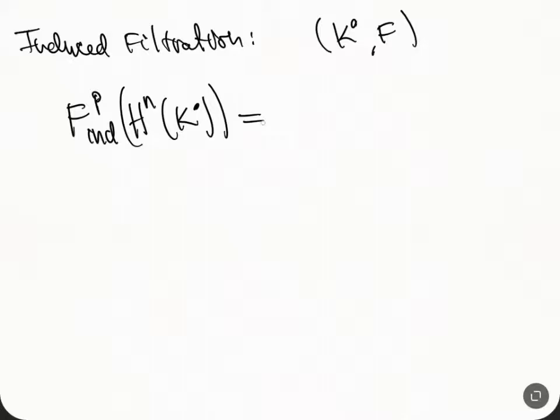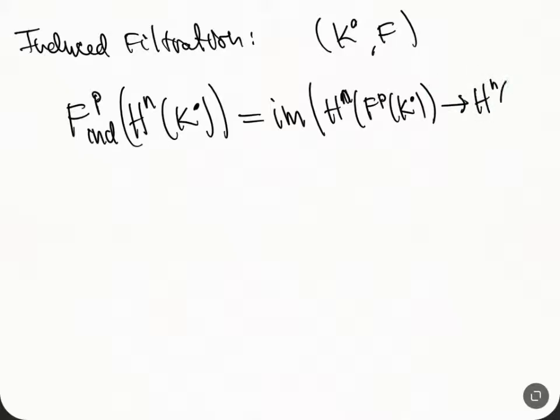So this is equal to, well, this is just equal to the image of HI. So I told you that this guy was a subcomplex, HN of FP K bullet. So now I said that this was a complex in HN K bullet. Okay, so this makes sense. And this actually defines the filtration.